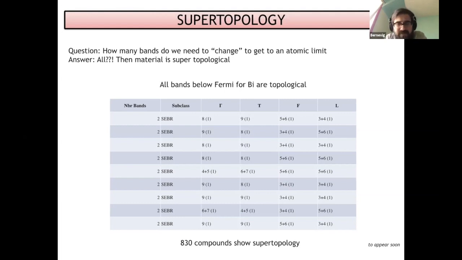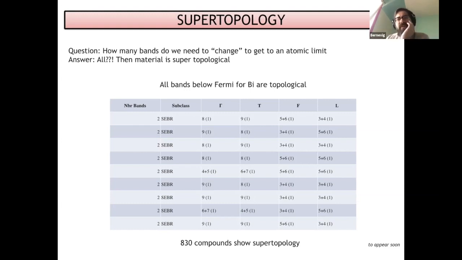And it turns out that in bismuth, the answer is all of them. So we computed the bands from the inner shells all the way up to, say, 10 electron volts above the Fermi level. And it turns out if you look at each band separately, each band is topological. Of course that doesn't mean that if I add 2 topological bands, I get something trivial, but each band is topological. So it would mean that to make the transition from bismuth to an atomic limit, you will need to actually flip all the eigenvalues of all the bands.